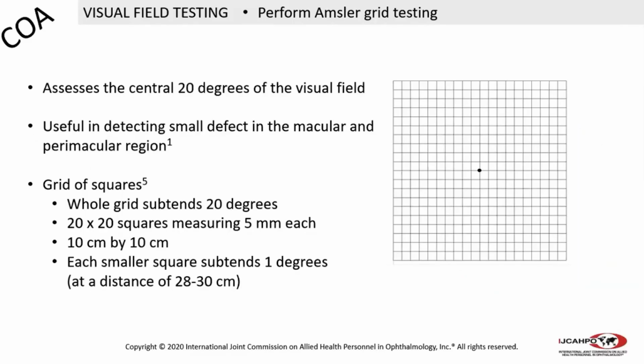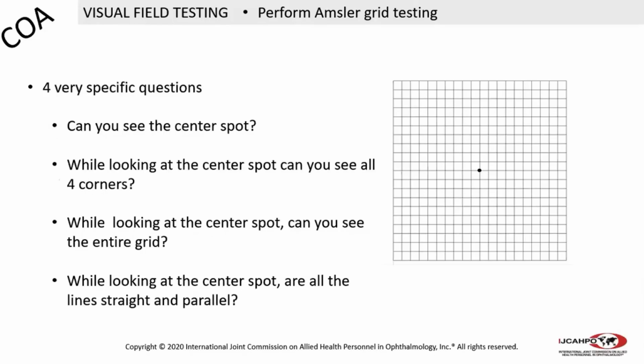Visual fields testing, perform Amsler grid testing. The Amsler grid assesses the central 20 degrees of the visual field and is useful in detecting small defects in the macular and perimacular region. It consists of a grid of squares, and the whole grid subtends 20 degrees. 20 by 20 squares measure 5 millimeters each, or 10 centimeters by 10 centimeters. Each smaller square subtends 1 degree at a distance of 28 to 30 centimeters.